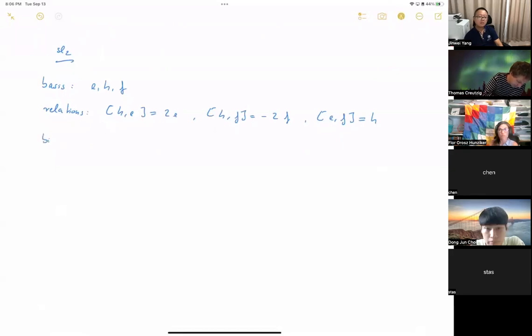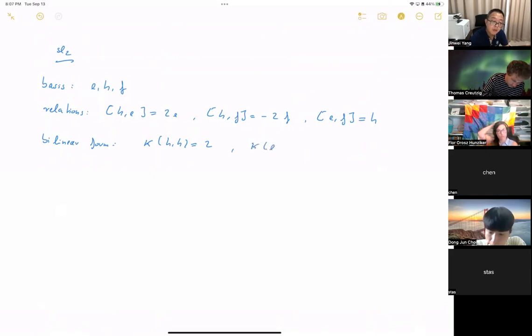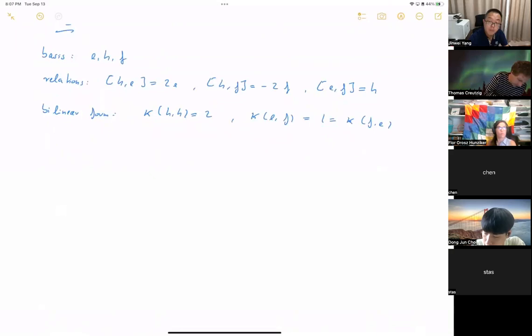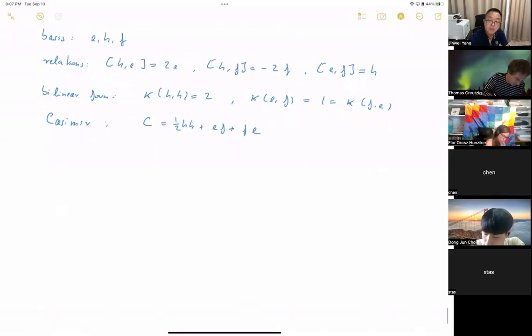Then we also always have to fix a bilinear form, which will be denoted by kappa. You require that the Cartan subalgebra generator has norm 2, and the product of E and F is 1. Okay. Now, one more ingredient is extremely important for the coming discussion, namely the Casimir. The quadratic Casimir, which generates the center of the universal enveloping algebra of SL2.